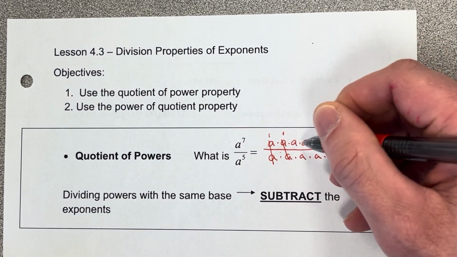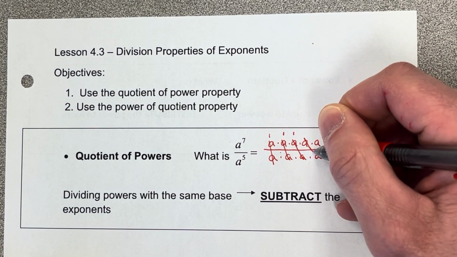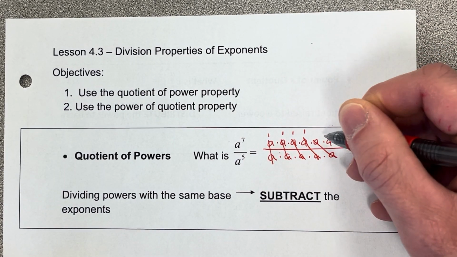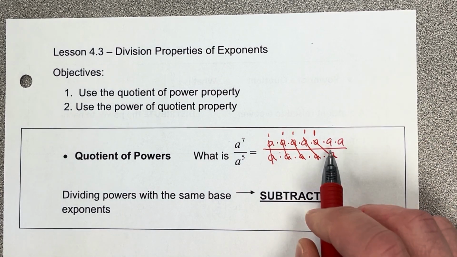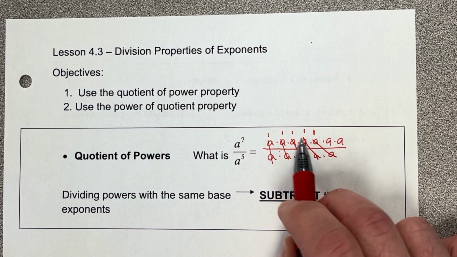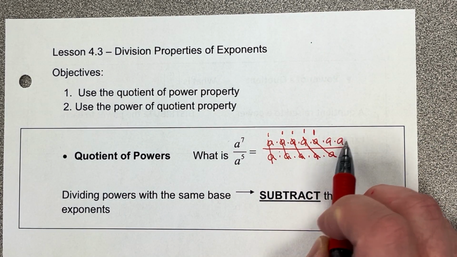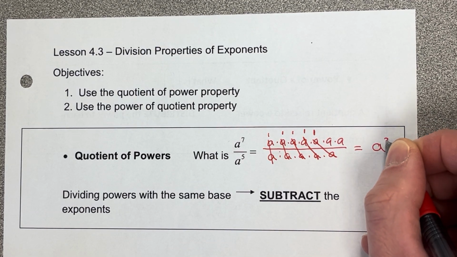A divided by a is 1, five times over. And you're left with 1s multiplied by a times a, which is a squared.